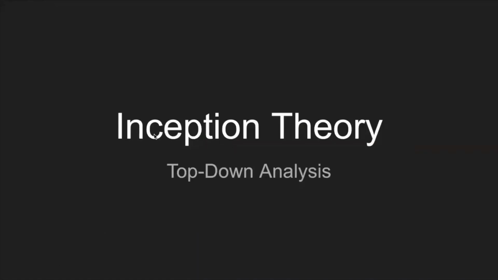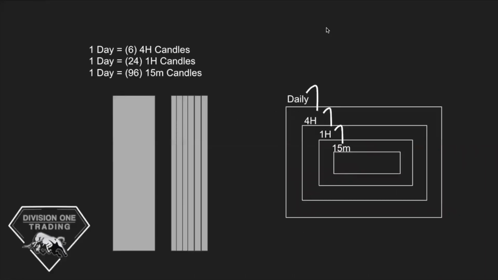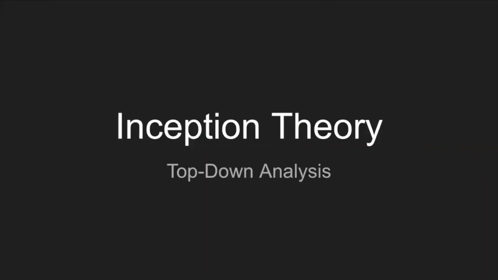So this is called top-down analysis. I just kind of nicknamed it the Inception theory. It's just the way that I think about it. So in the movie Inception, Leonardo DiCaprio, the main actor, it's just a theory where he can go into someone's dream. If you've seen the movie, you're familiar with it. If you haven't, I'm just going to try to describe it. But he can go into someone's dream, right?